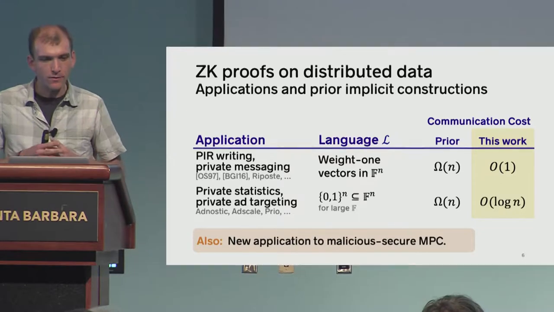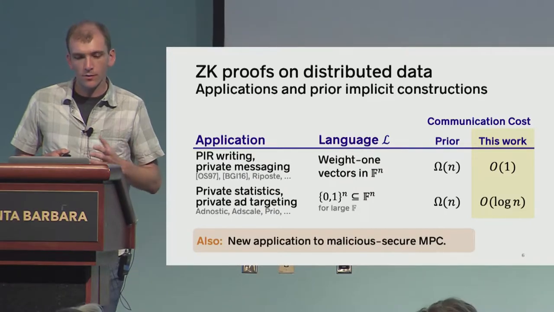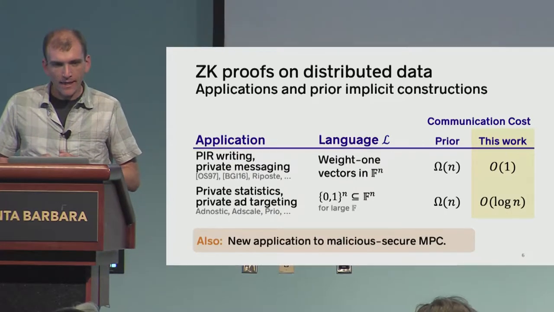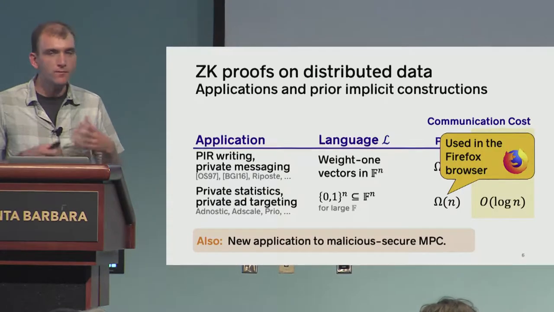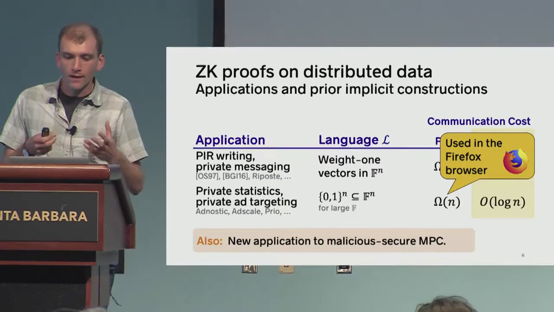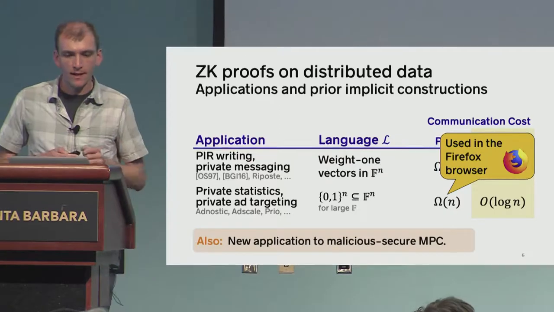The other thing that we do is give a new application of zero-knowledge proofs on distributed data to malicious secure multi-party computation. And just to point out that these things are actually used in practice, one of these systems is implemented in the Firefox browser, and we're hoping to port some of these efficiency improvements that come out of this work into that setting as well.